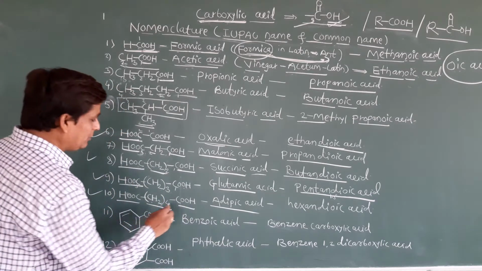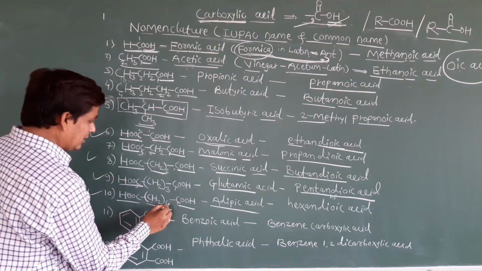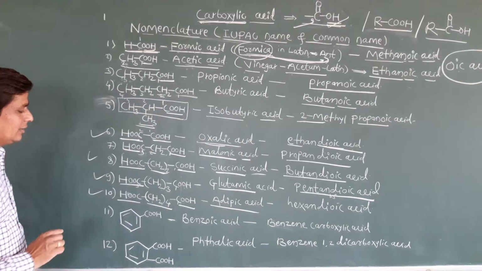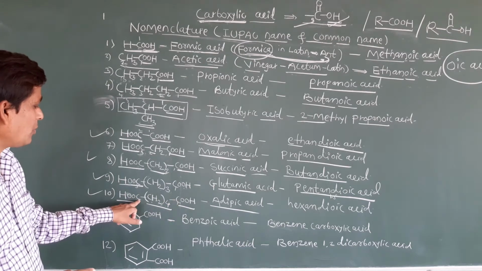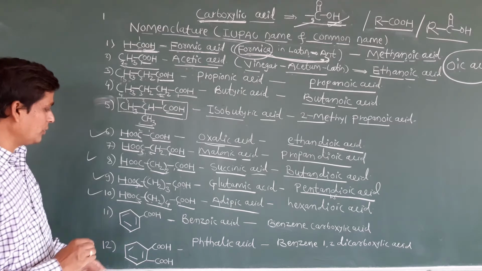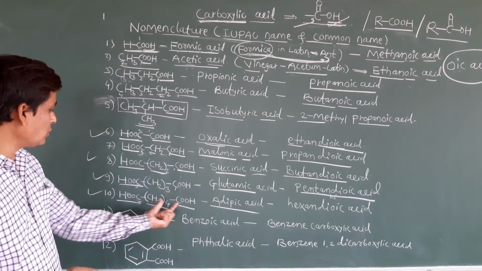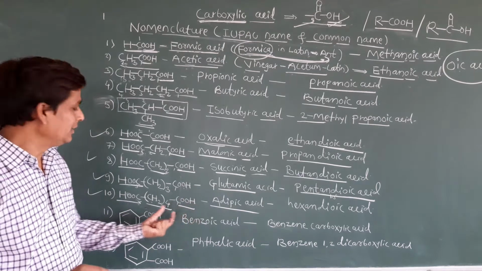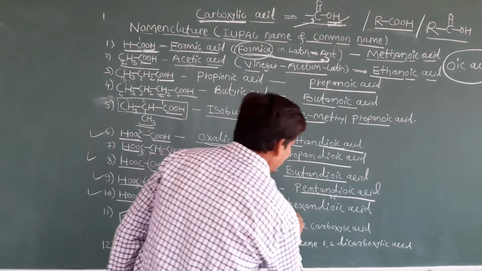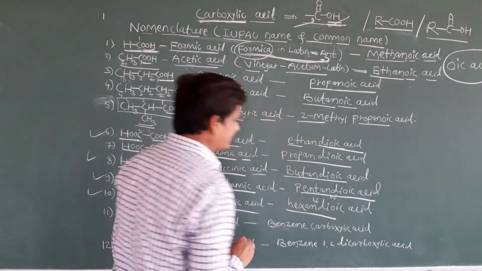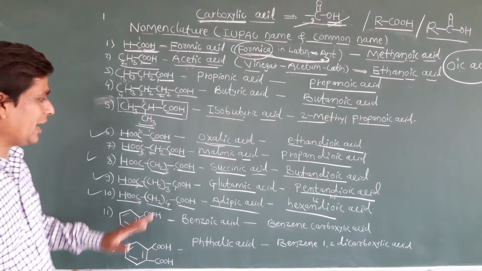So if you give the IUPAC name, you start numbering 1, then these 4 carbons, and then this last carbon containing the carboxylic group, means 1 and 6. The first carbon and the 6th carbon contain the carboxylic group. Now clear? And total how many carbons? 6 carbons means it is hexane. Hexane 1,6-dioic acid. We can write like this also. Okay, students, so this is adipic acid.